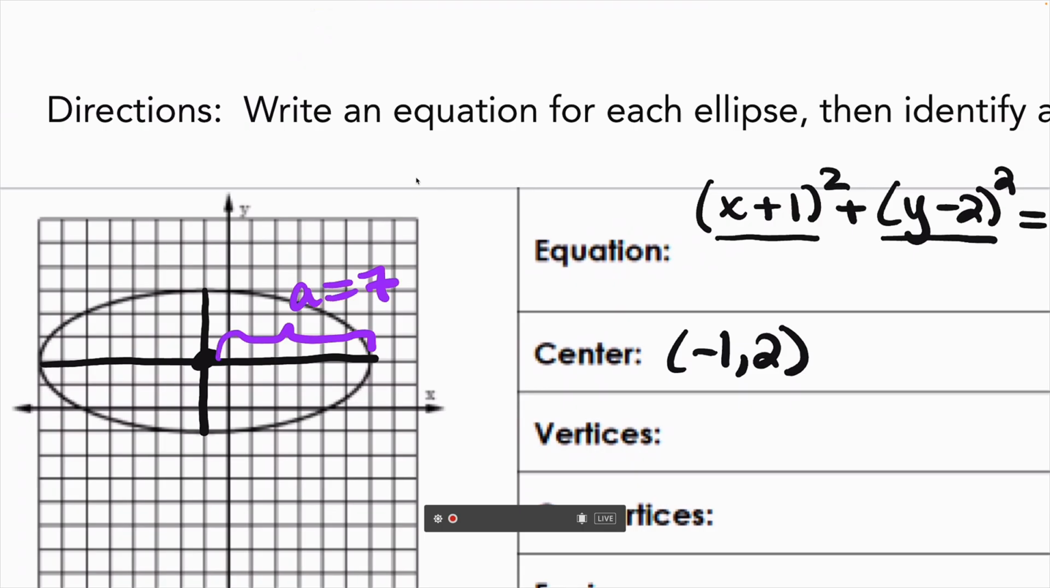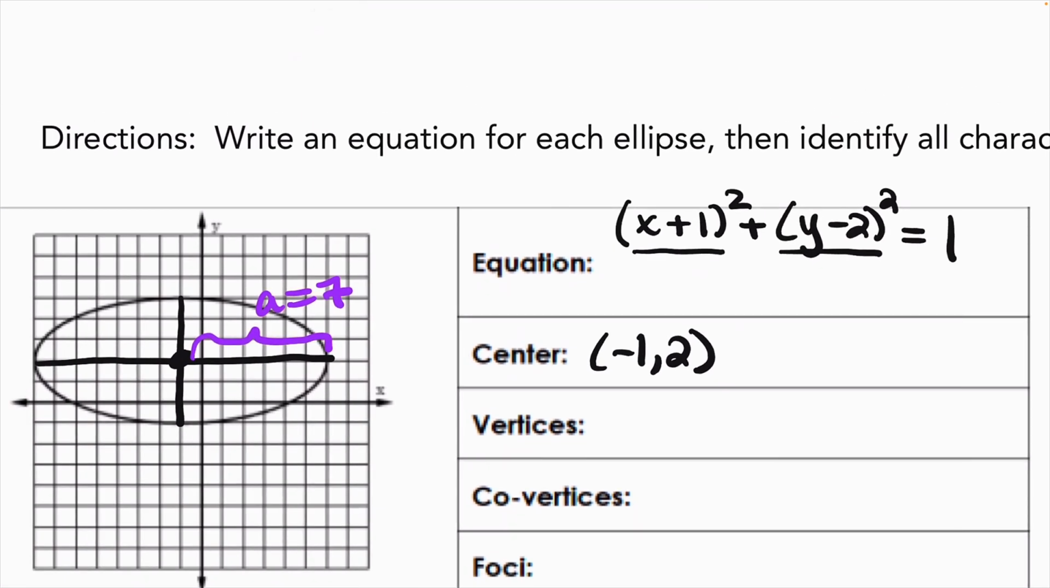Okay, so we've got the center. That should be pretty simple, right? Eyeball it. We know that the distance from the center to either vertex is our A value, but that's not the number you put in the equation. So make sure that you put the squared version of the equation in there.